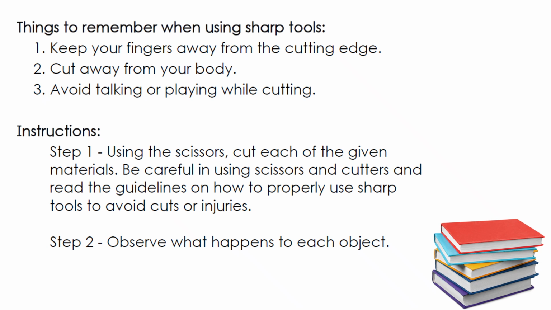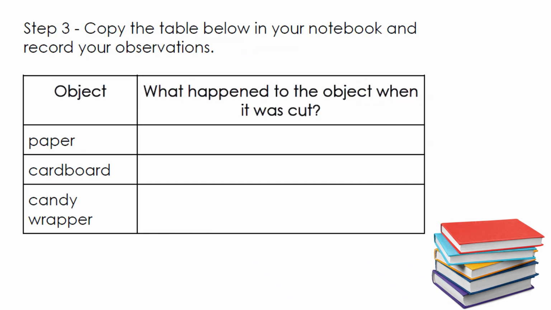Instructions. Step 1. Using the scissors, cut each of the given materials. Be careful in using scissors and cutters and read the guidelines on how to properly use sharp tools to avoid cuts or injuries. Step 2. Observe what happens to each object. Step 3. Copy the table below in your notebook and record your observations. Paper, cardboard, candy wrapper.